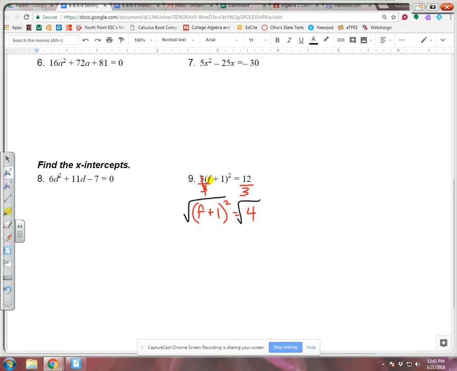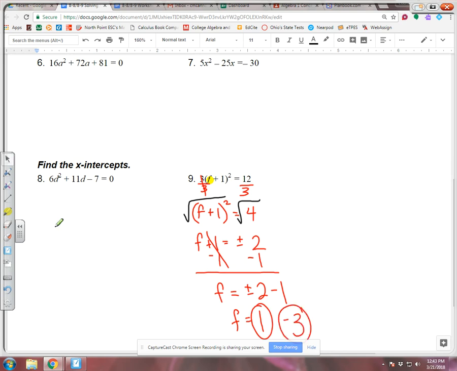Fortunately, the square root of 4 is a nice number for us. It's a perfect square. It's 2. Notice I put that plus or minus in front of it. Then we're going to subtract the 1 from both sides to isolate. Positive 2 minus 1 is 1. Negative 2 minus 1 is negative 3.